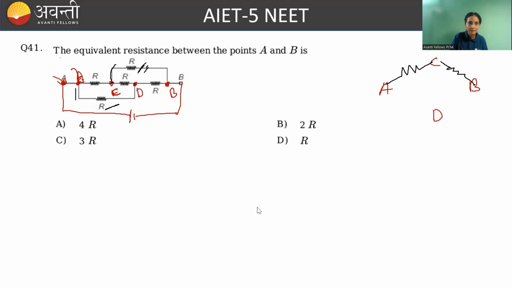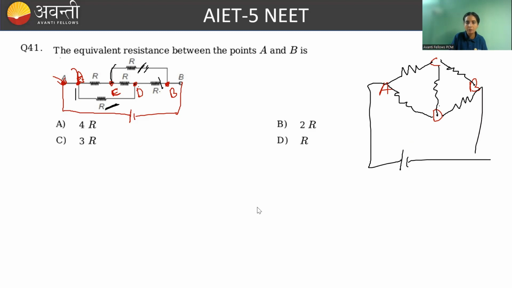Between A and D, this register is there, so put it here. And between D and B, this register is there, put it here. Now, C and D, let's see if there is any register between C and D. Yes, there is one, this. And we have to calculate equivalent resistance between these 2 points. So the question is this simple now, okay?